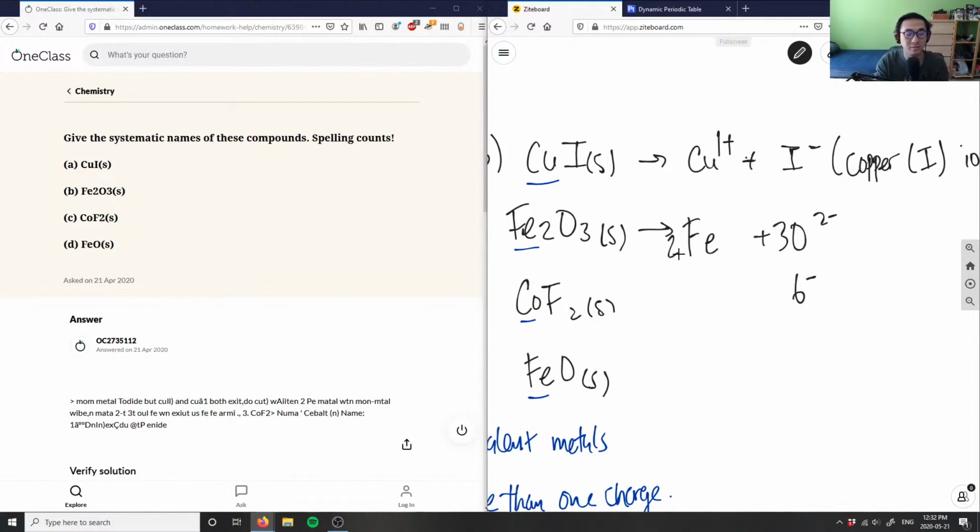I need to balance out the charge of 6-, so I'm going to need a 6+, obviously. And 6+ divided by 2 here is going to be equal to 3. So in this case, this would be a 3+ charge.